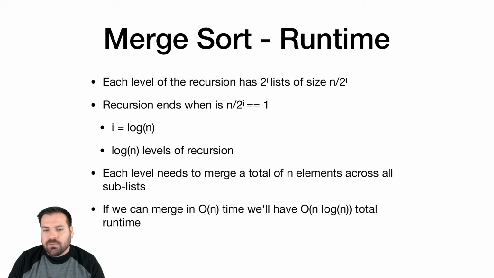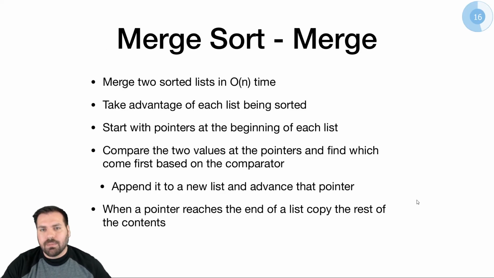So if we can merge 2 lists in linear time, we're going to have an overall n log n algorithm. We have log n levels. If we do linear runtime on each level, we're going to have our n log n runtime that we're looking for. So our goal right now is to merge in linear time. So let's see that merge method that we glossed over.